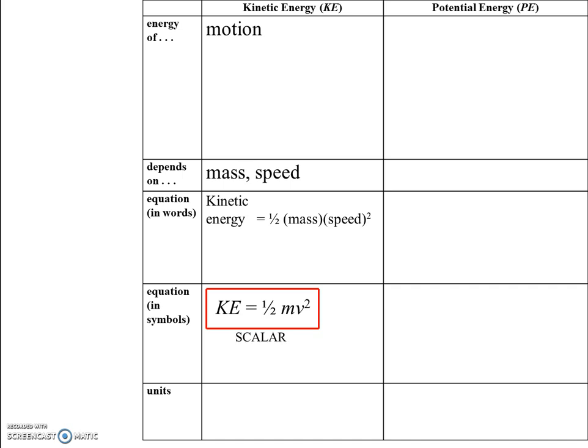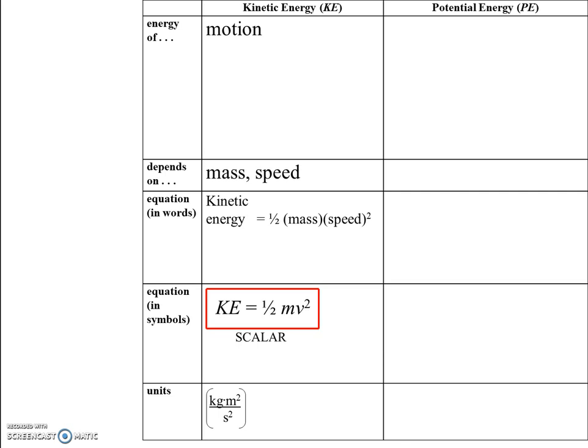It is a scalar quantity. Notice it is speed, not velocity, and so it does not matter in what direction the object moves. As long as the object is moving, it has kinetic energy. So it is a scalar quantity. For the units, well, it comes directly from the equation. Mass is given in kilograms, and speed, of course, is in meters per second. We're going to square that, so it's just meters squared per second squared. And so the units for kinetic energy are kilograms meters squared per second squared.